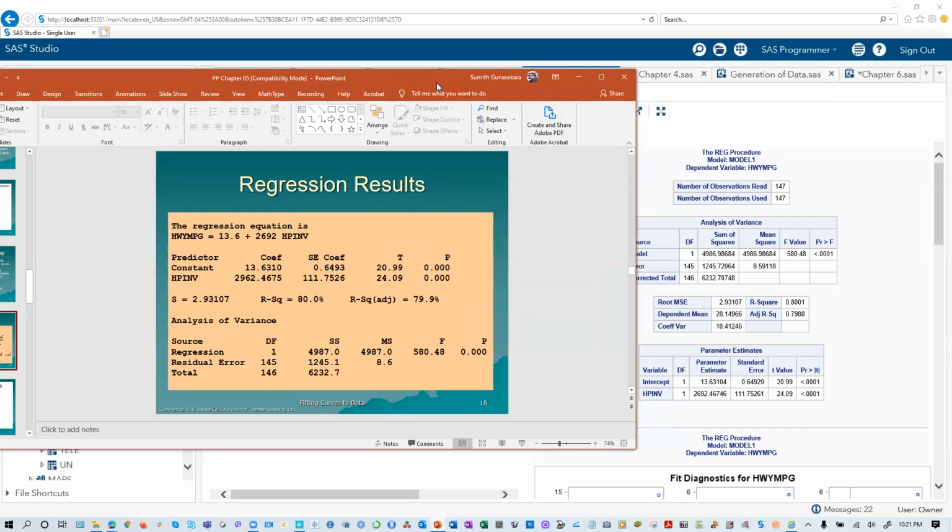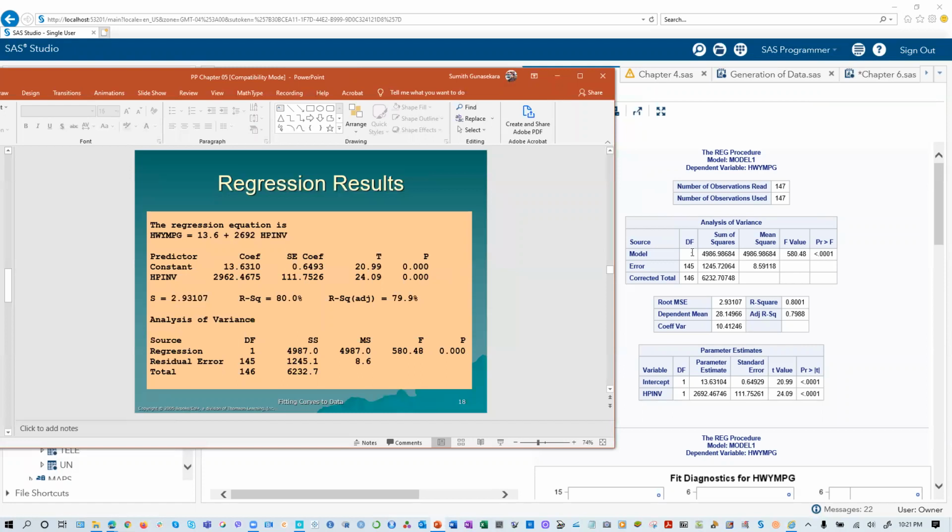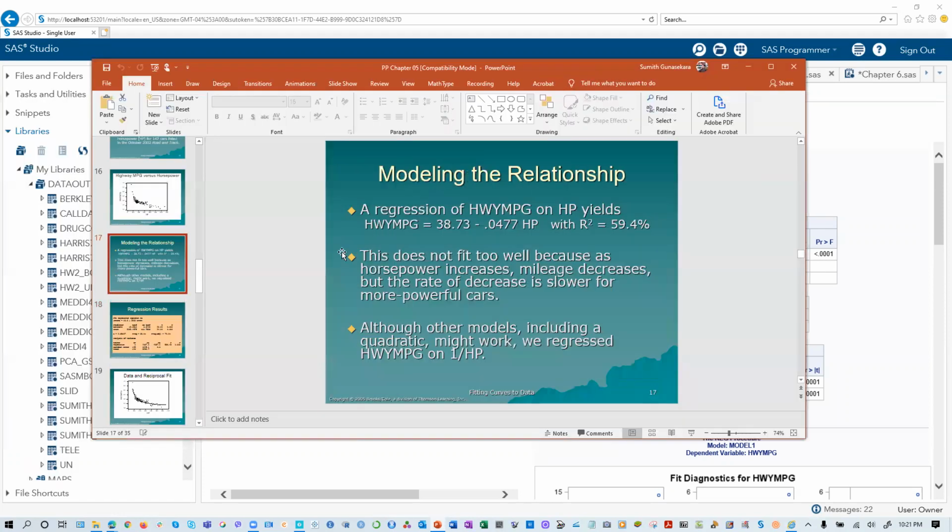One, the number of regressive variables in model one. See this value, 13.63. This is for beta naught, and this is for beta one. So, regression of highway on HP yield, with this R squared.